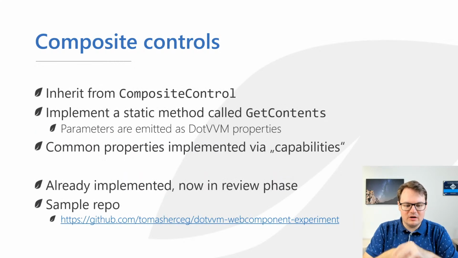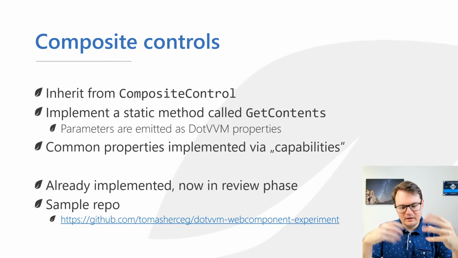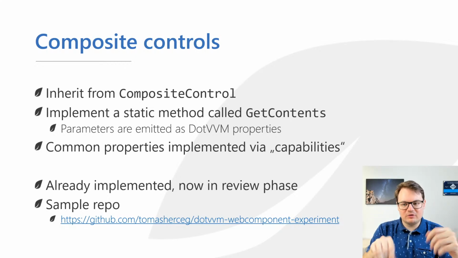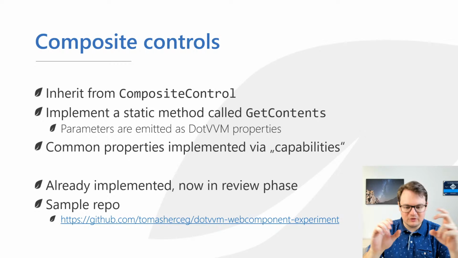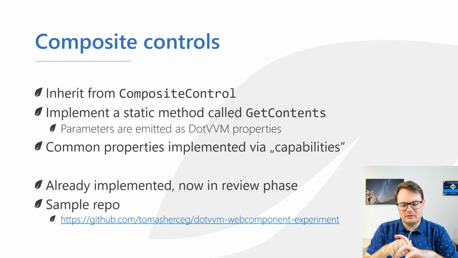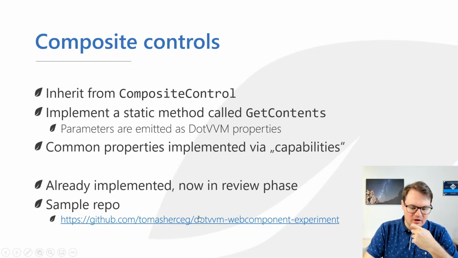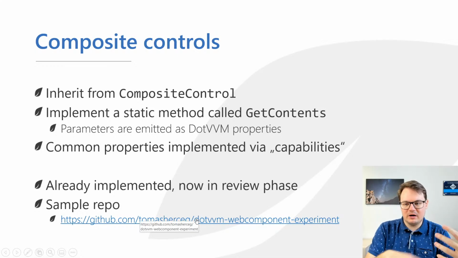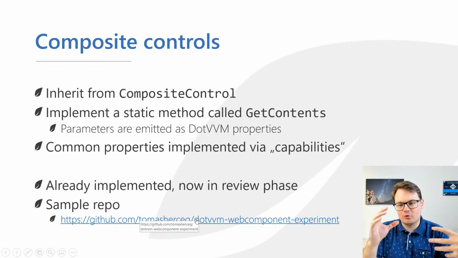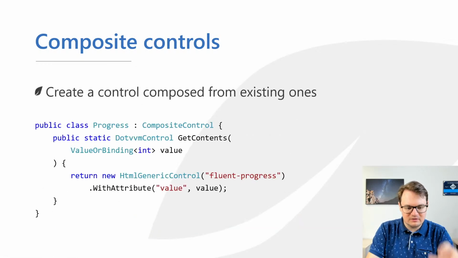So basically you need to inherit from a composite control, which is a new type, and implement a static method called GetContents, and it will emit DotVVM properties from the arguments of this method. And you can also go to this link to a sample repo where I have some experiments with this functionality. It's also using Fluent UI, because this method is great for building wrappers over either DotVVM controls or HTML elements. Even this sample is just a wrapper over Fluent Progress.